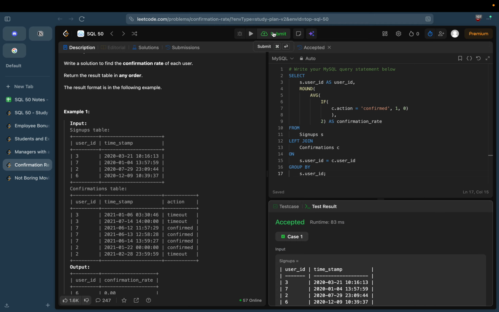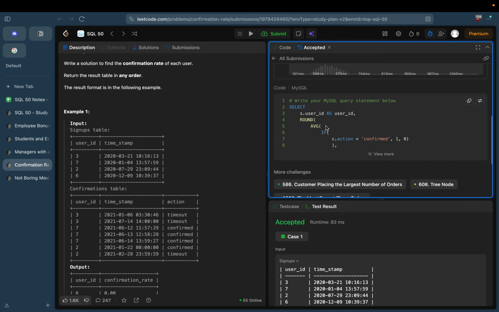Right, the test case is accepted. Let's submit it. Quite a good question, I must say. And this if approach is very useful to solve these kinds of questions, and in general, whenever we want to aggregate something based on some particular conditions, if is used a lot.